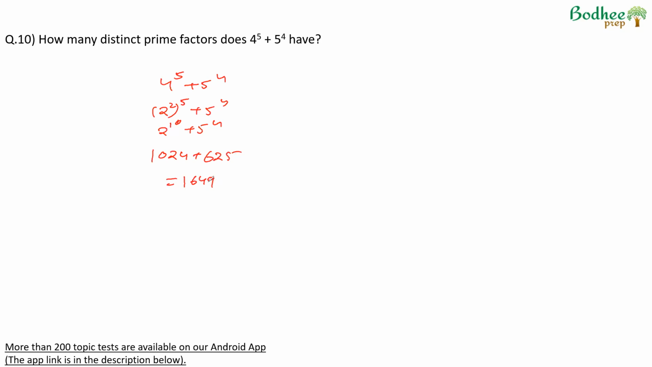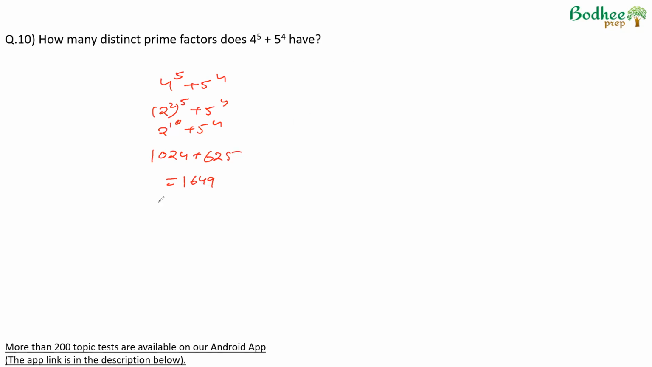1649. Now we have to try and divide this with a number. Not divisible by 2, 5, not divisible by 3. Not divisible by 7. Not divisible by 5 and 11. 13 1s are 13, 13 3s are 39, not divisible by 13.